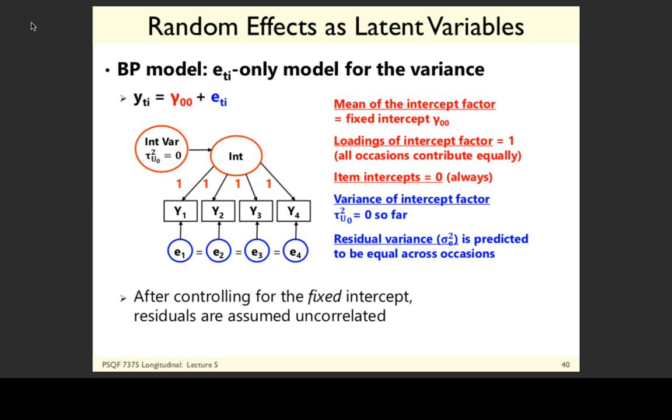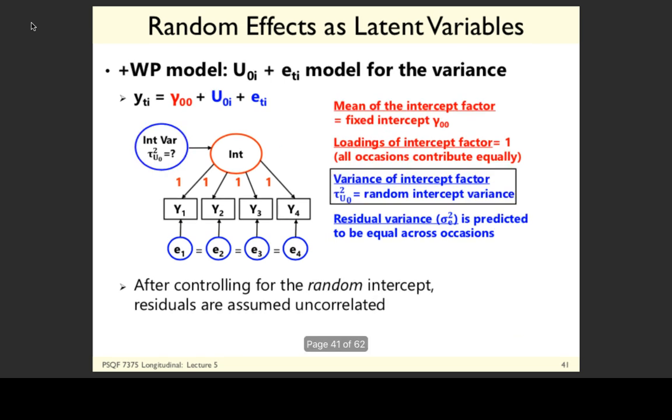If I want to get to a longitudinal model where I have two kinds of variance, between and within, that is achieved by giving this intercept a variance. So in other words, the mean of this latent variable is the fixed intercept. Its latent variance is the random intercept variance. The level 1 variance of E are the residual variances down here. And in the standardized solution, the standardized loadings would give you your intraclass correlation.